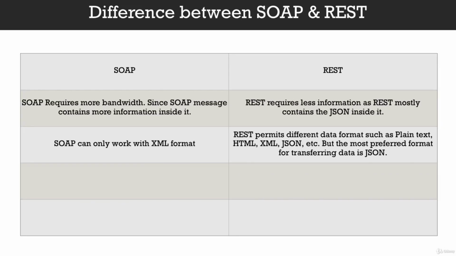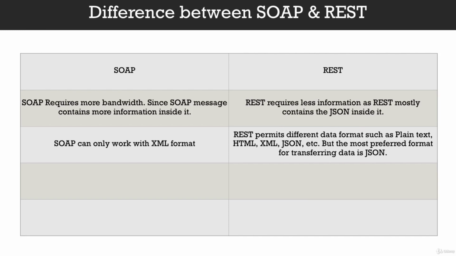SOAP also requires more bandwidth, and the reason is that it's completely built on XML format, and it contains more information about a single message, like which user is consuming the service, what the URL is, or we can say what the architecture of the resource is that we want to consume. Whereas REST is a RESTful service which contains information mostly in the form of JSON, but it can also contain the information in the form of text, XML, or some plain text body as well.